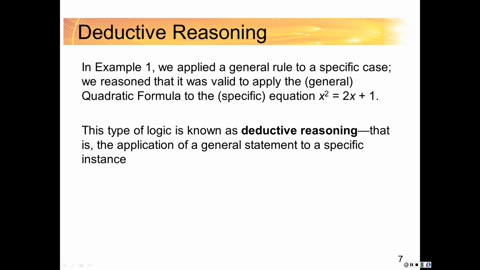So the way deductive reasoning worked is we applied a general rule to a specific case. The general rule is saying that the quadratic formula solves second order equations. The specific case would be the equation we were given. That this specific equation falls under the general rule, so we can solve it. This is known as deductive reasoning, and we're going to have a figure that summarizes this later on.